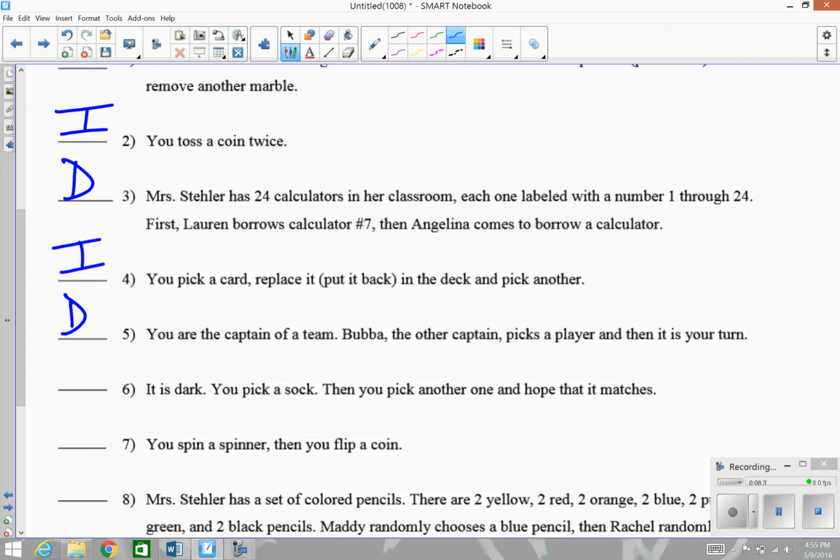It is dark. You pick a sock. So you're rummaging through your drawer, you can't see anything, it's 5 a.m. Then you pick another one and you hope that it matches. Well, if you've taken a sock out of your drawer, you now have a new total. You have one less sock than what you started with, so that's dependent.